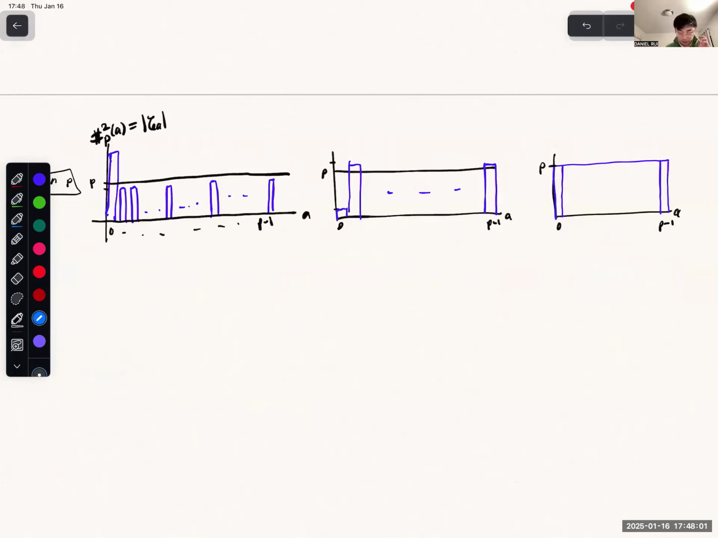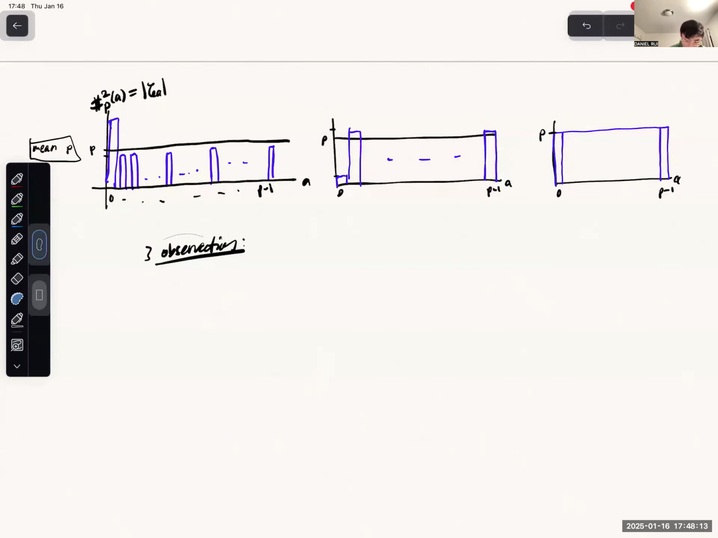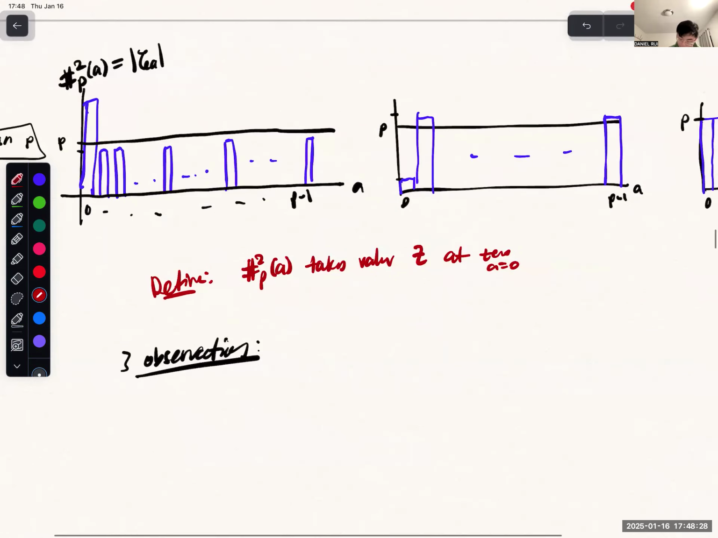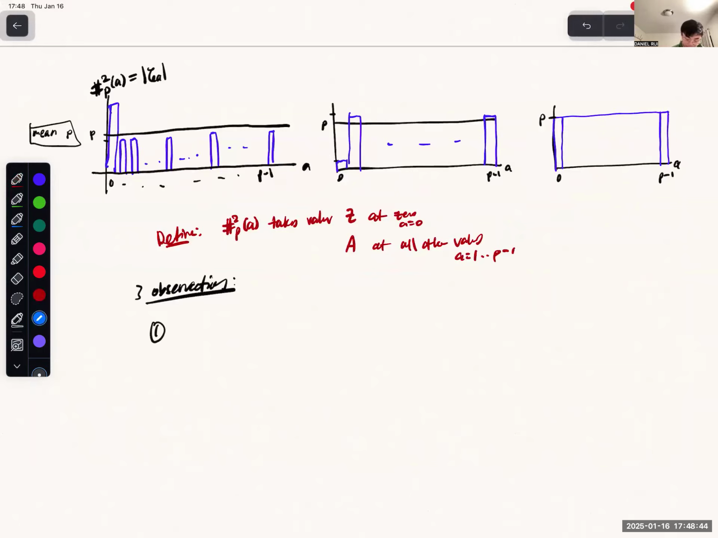Now it turns out that basically I can solve the entire problem. Three observations. First, before I observe, let me define: say that this count takes the value capital Z at 0, in other words, at a equals 0, and it takes the value a at all other values, so a is equal to 1 through p minus 1. First observation: Z plus a times p minus 1 has got to equal the total number of points in the box, which is p squared. Or in other words, Z minus a has to be 0 mod p.